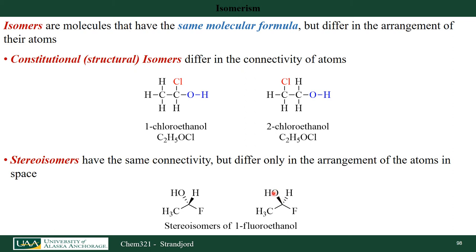Notice here I have the hydroxyl group coming out of the board and the hydrogen going back into the board. These three atoms are all in the plane of the board. If I contrast that to the molecule at the left, I have the hydroxyl group going into the board and the hydrogen coming out of the board. These two are different molecules. They literally have different physical and chemical properties. We call these stereoisomers. Even though they have the same molecular formula, they have the same connectivity.